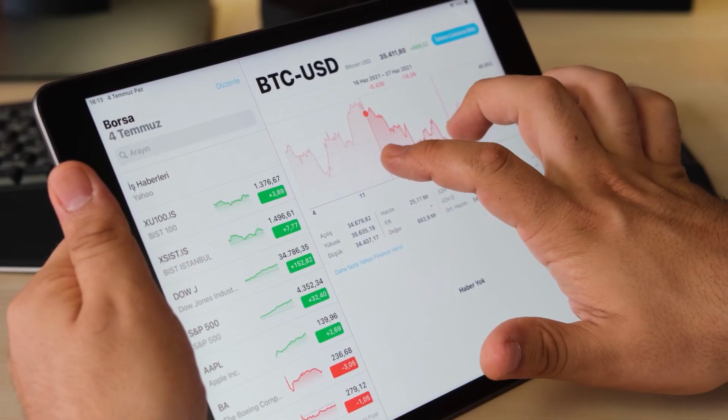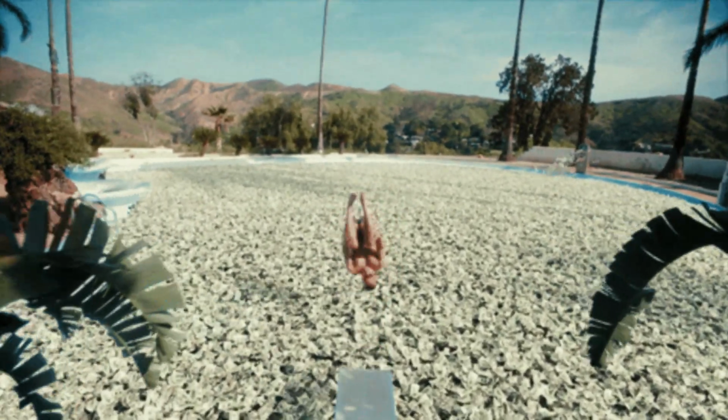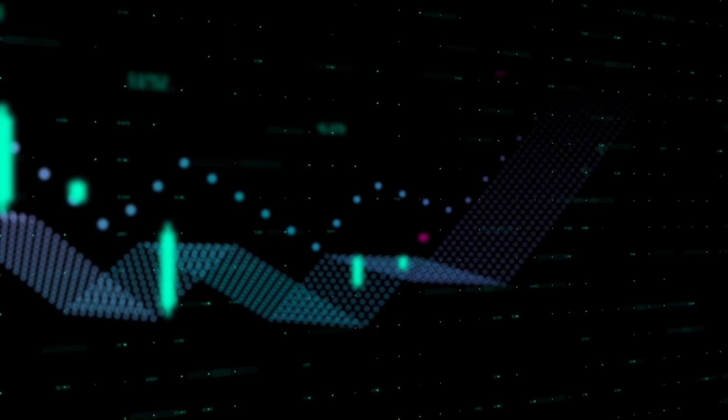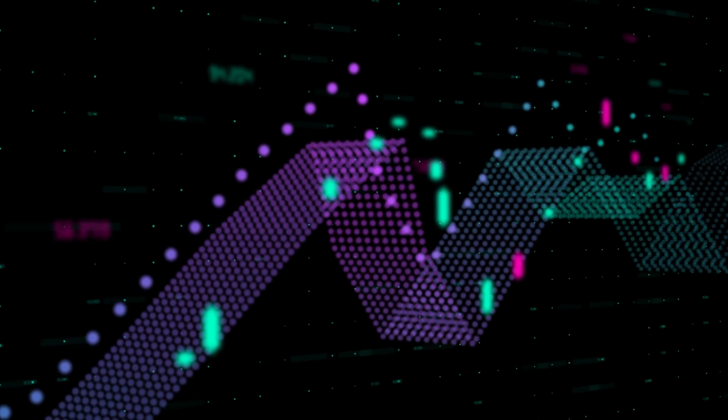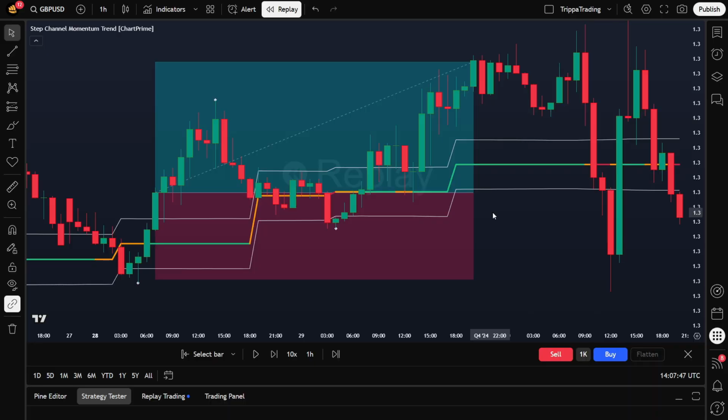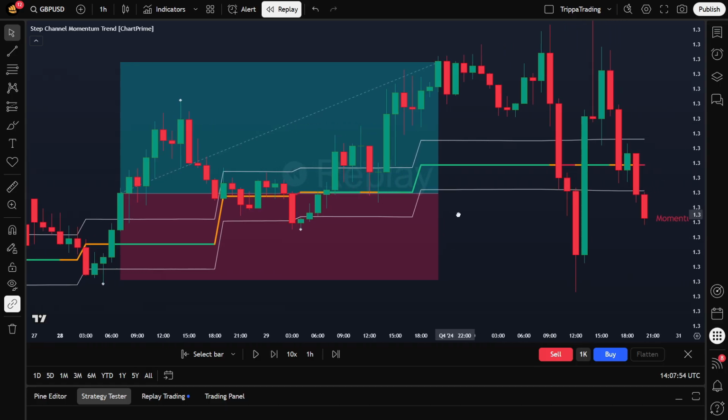If you use this tool correctly, you'll be able to filter out a lot of the noise that kills traders in sideways markets and instead focus on clean, high momentum setups. Take a few minutes to practice this on different charts and timeframes. It can completely change the way you see momentum and structure working together.